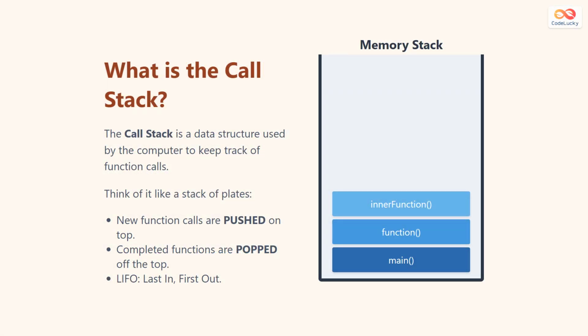To understand how the computer handles this, we need to talk about the call stack. Imagine a stack of plates in a cafeteria. When you call a function, you put a plate on top. When a function finishes, you take the top plate off. This is called last in, first out logic. The computer uses this to remember where it was before it started working on a new task.